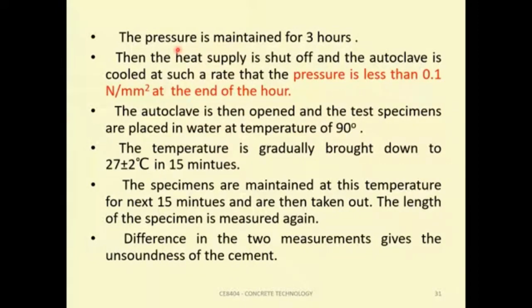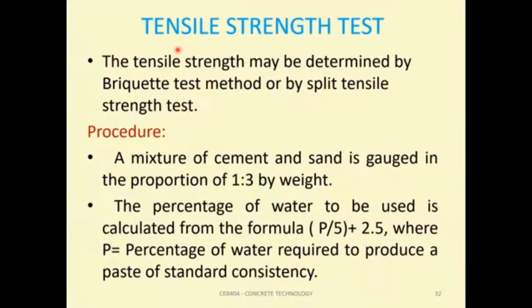Then the heat supply is shut down and the autoclave is cooled at a rate such that the pressure is less than 0.1 megapascal at the end of an hour. The autoclave is opened and the test specimen is placed in a bath at a temperature of 90 degrees. The temperature is gradually brought to room temperature in 15 minutes. The specimens are maintained at that temperature for the next 15 minutes and taken out. The length of the specimen is measured again. The difference between the two measurements gives the unsoundness of the cement.